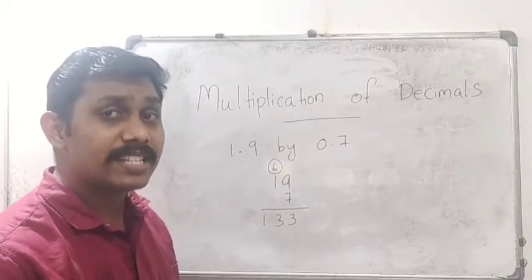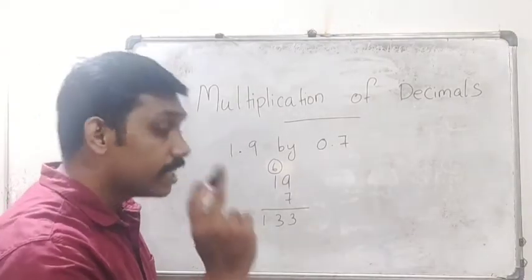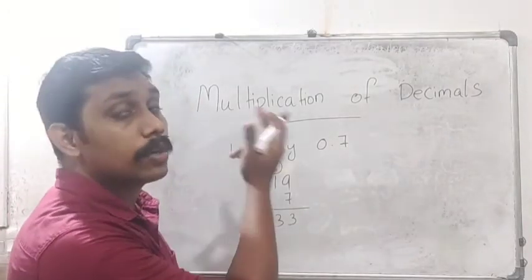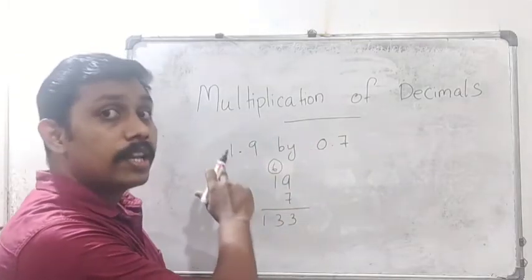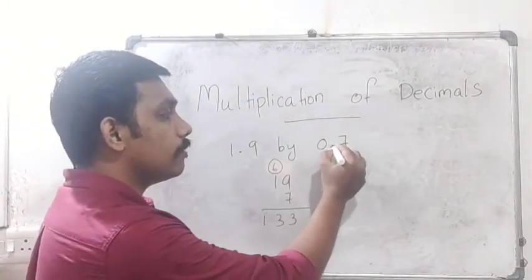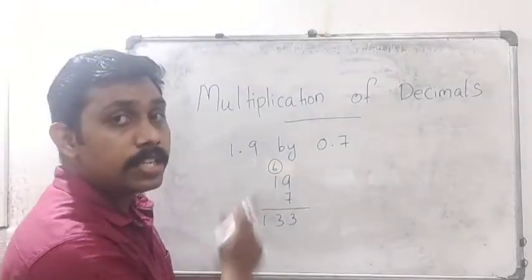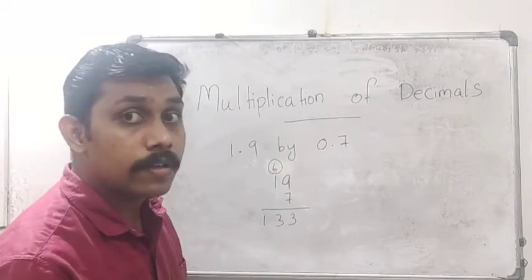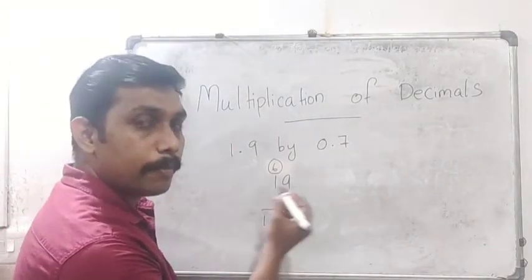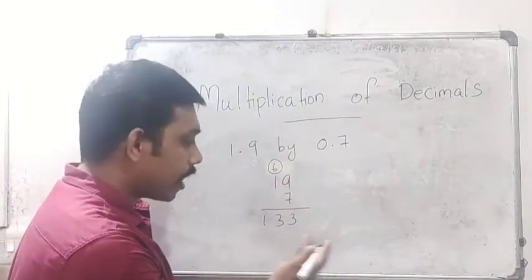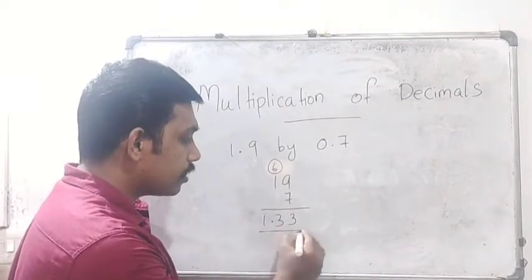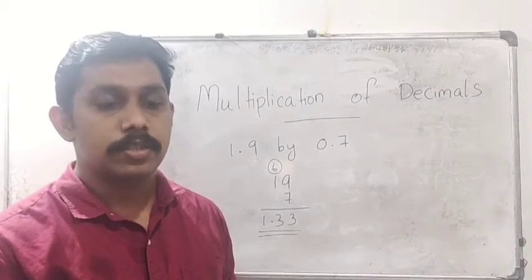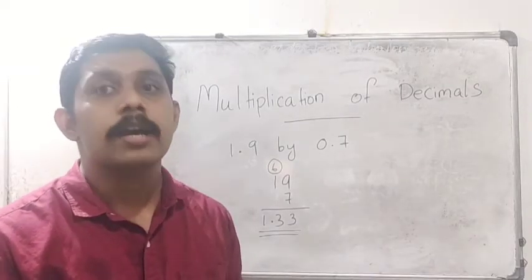So now we need to place the decimal point by counting the total number of decimal places from the multiplicand and the multiplier. So here we have one decimal place here and also one here. That means the total number of decimal places is 2. So we need to place the point from the right. 1, 2. So the answer is 1.33. So this is the multiplication of a decimal by another decimal.